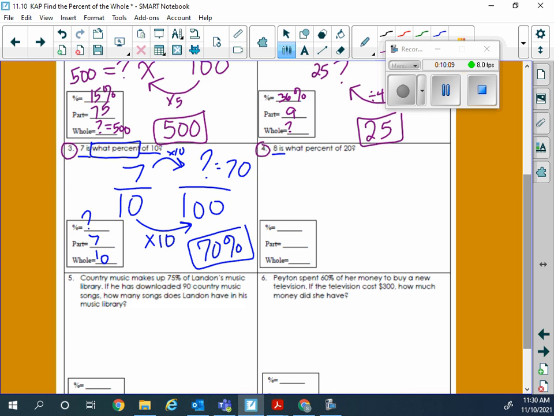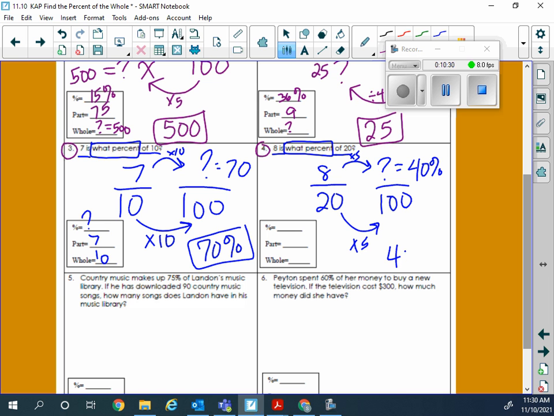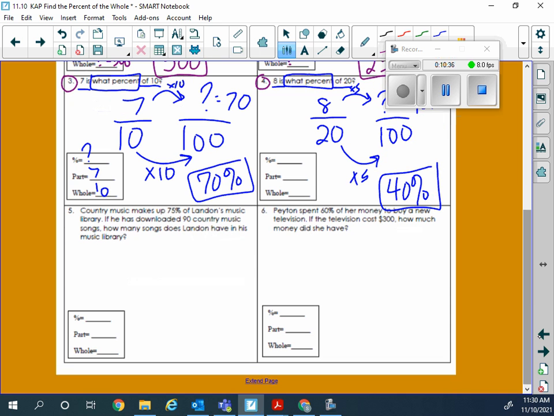Next one, 8 is what percent of 20? You see how it speeds up? Go from what you know to what you don't know. How do you get from 20 to 100? Times 5. So times 5 would be 40%. 40% is what I'm looking for. Okay? Are we good? Okay, let's do a word problem.